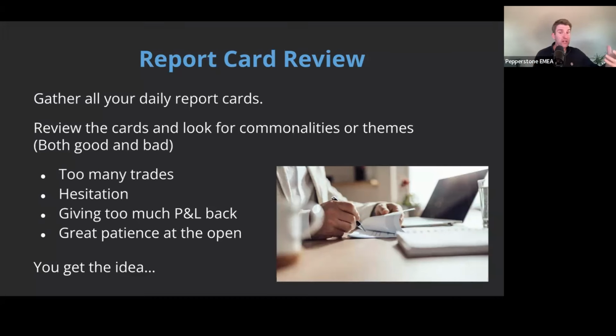And this is the thing that you look for. You look for, oh, look, I'm really good at spotting that. I could do some work with this. I take too many trades on these types of days. I'm hesitating to pull the trigger here. And going through those report cards, you start to see what your real problem is.